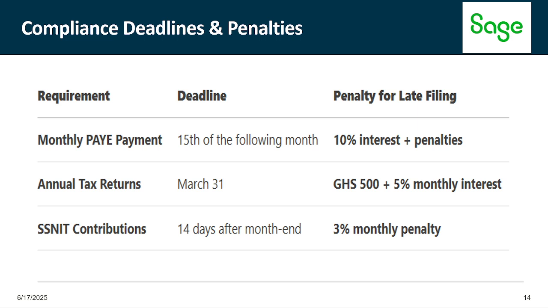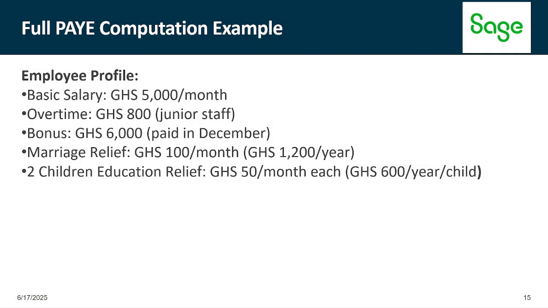Okay. So these are key deadlines we have to be very much aware of to avoid penalty and embarrassment as payroll or finance department. Now, let's see a full example of how PAYE, or pay as you earn, is calculated. This is the employee profile.